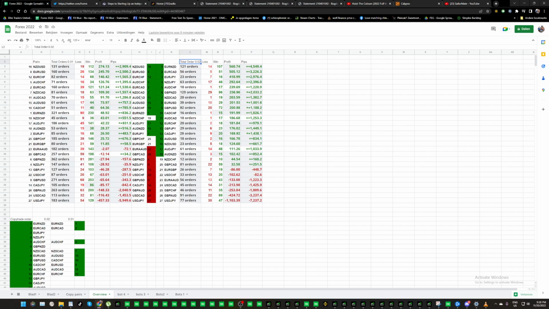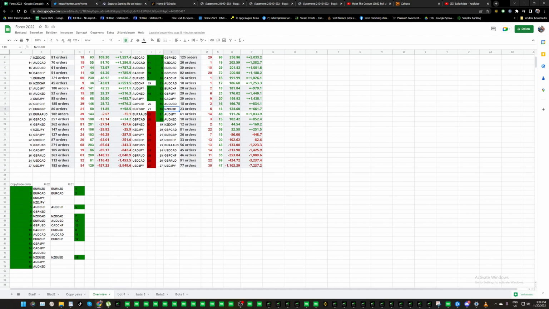Okay, so if we look at, for example, the New Zealand dollar USD, it's number 16 on the list of 0.02. Over there it made 23 orders, 5 losses, 18 wins, equal to 124 euros. So yeah, I probably want to copy the 0.01 and the 0.02, of course.